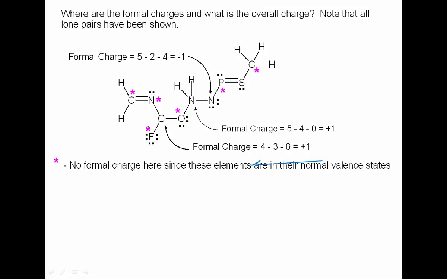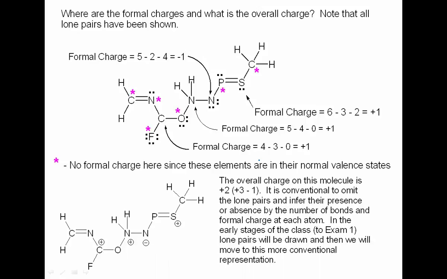Okay, and the last formal charge is its sulfur. Here, formal charge is 6 minus 3 minus 2, and it's +1. Okay, so these are our formal charges. What is our overall charge on this molecule? Well, it's +2. Okay, we have 3 positive formal charges and 1 negative formal charge, so they don't counterbalance each other completely, so this is a charged molecule.